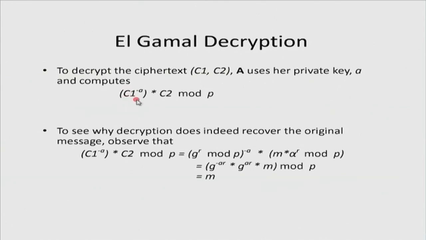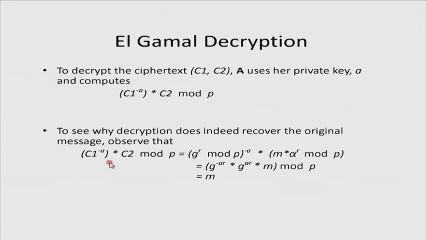So g raised to r, now to the power of minus a, the private key, and then multiplied by C2, the second part of the ciphertext, which was the message multiplied by her public key raised to the power of r. So that is C2. This is what we state. This operation, we state, will help to recover the message M. Let's see why this works.